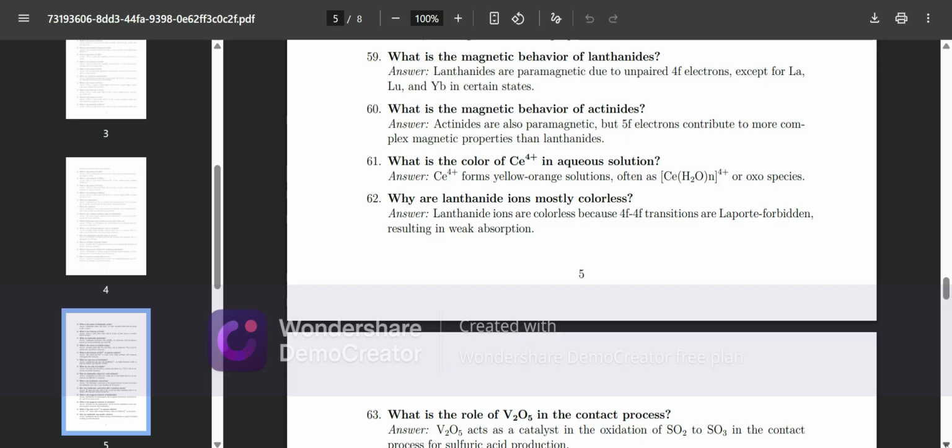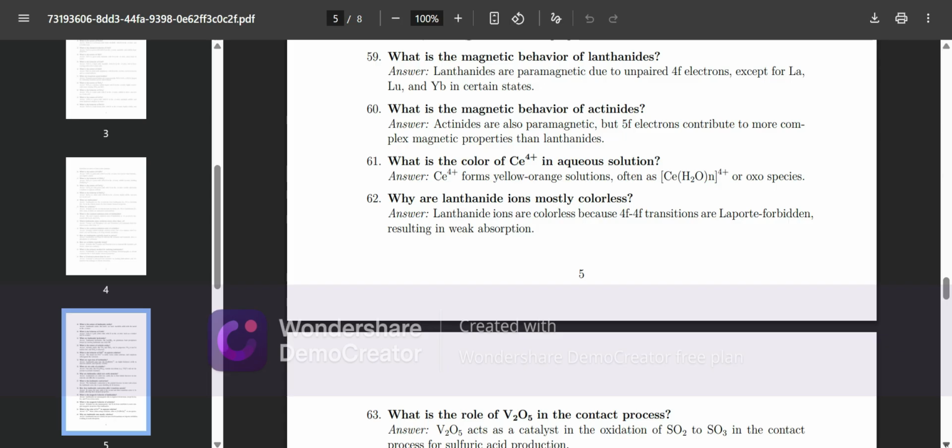What is the magnetic behavior of actinides? Actinides are also paramagnetic, but 5f electrons contribute to more complex magnetic properties than in lanthanides.